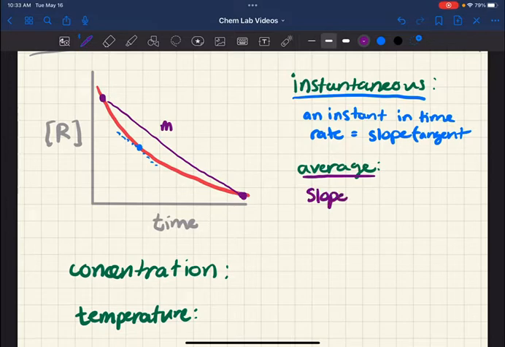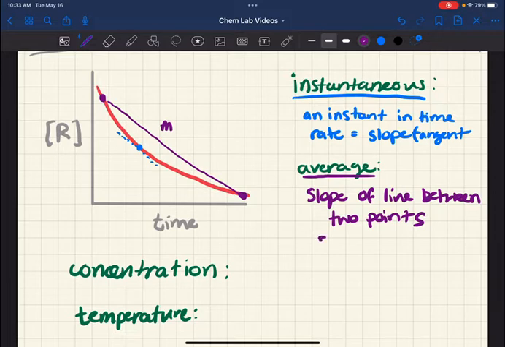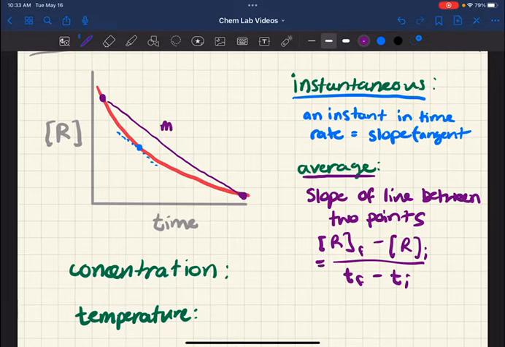So slope of line between 2 points. So concentration of R final minus concentration of R initial over T final minus T initial, and that is our average rate, which if our T initial is 0, like we're starting at time 0 at the beginning, and if our concentration of R final is 0, we could set it up that way, and it makes it a little bit simpler, and we'll actually be doing that in this experiment.